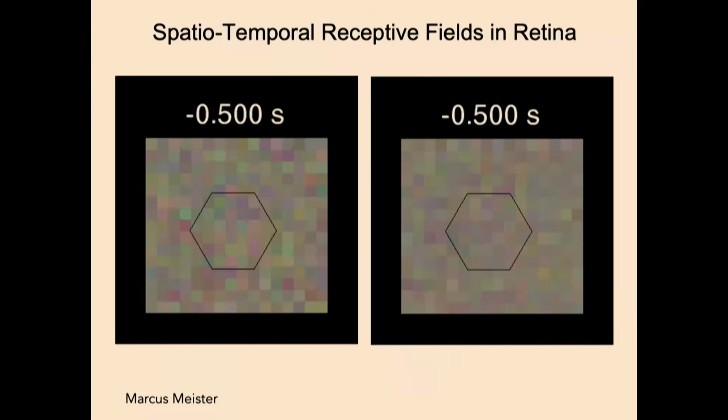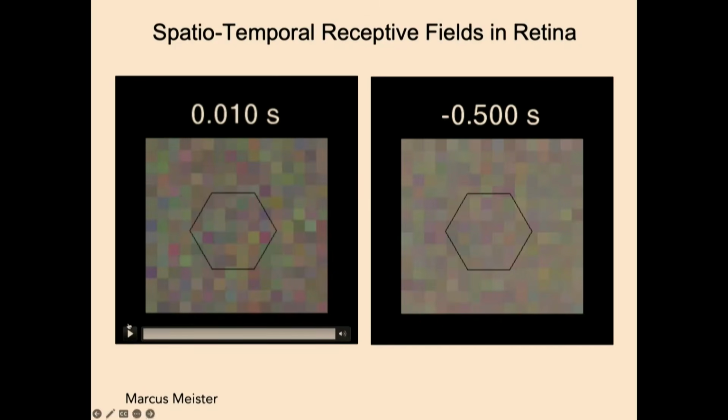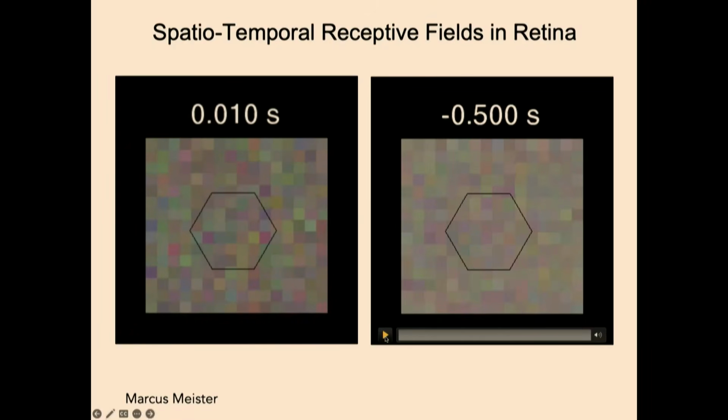Here are examples of these kinds of receptive fields that you can measure in the retina. So here's one. See that? Try it again. There's a little blob that shows up. Here's another. Different color blob. So that's what you get.